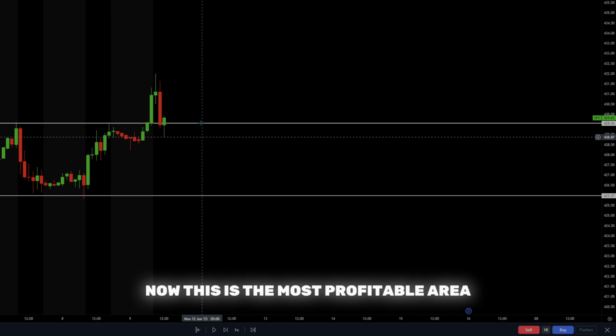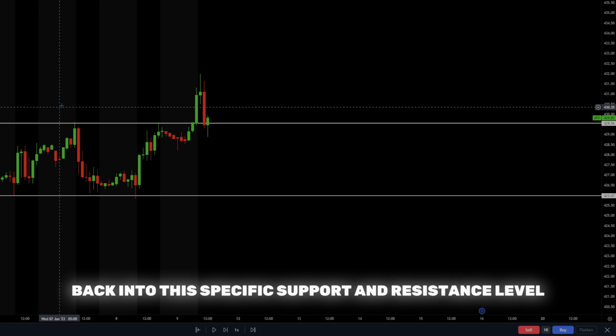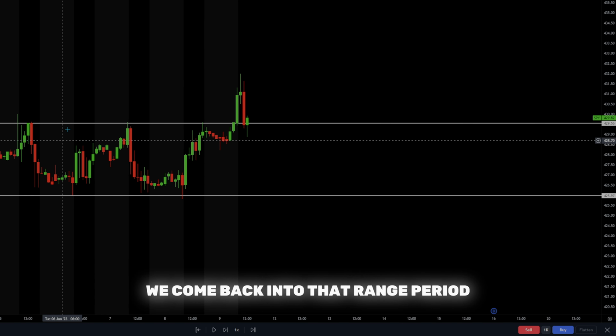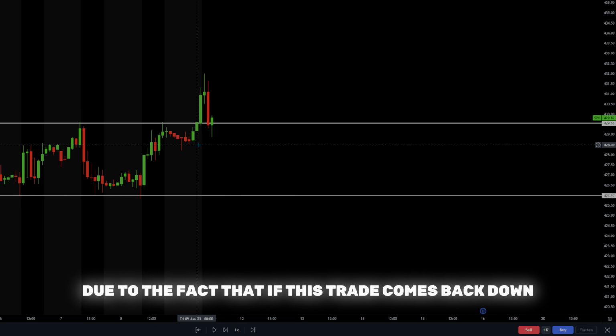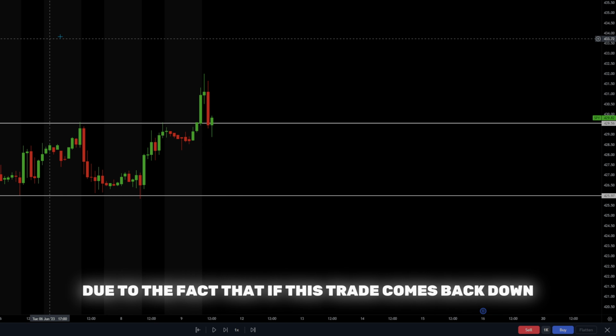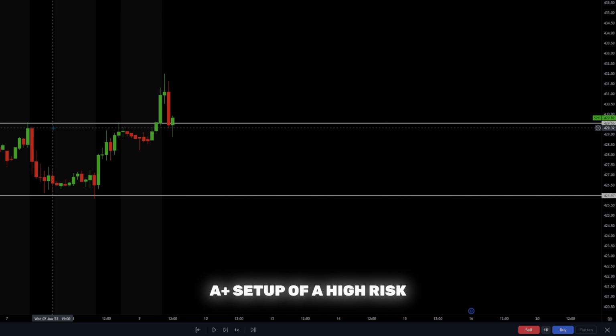Now, this is the most profitable area to enter this trade on, due to the fact that if we break below this resistance back into this specific support and resistance level, we come back into that range period. And therefore, our stop loss can be tight due to the fact that if this trade comes back down, we will simply exit out, and this is a very A+ setup of a high risk to reward trade.